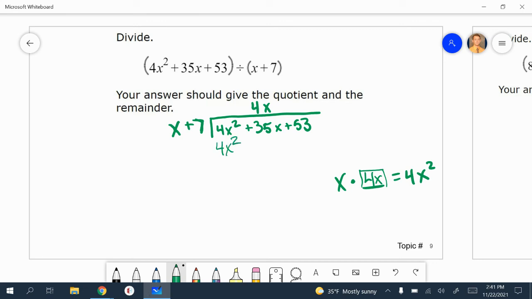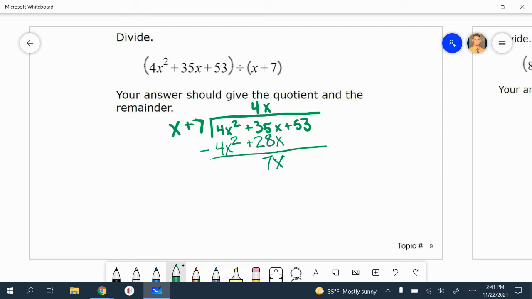Do we want it to be the same as that one? 4x times 7 is 28x. So that 28x can go there. Now at this point, we can draw our subtraction line. I'm going to erase the scratch work. And we can subtract. So 4x squared minus 4x squared obviously goes away. Those would cancel out. And then I will just be left with a 7x basically.